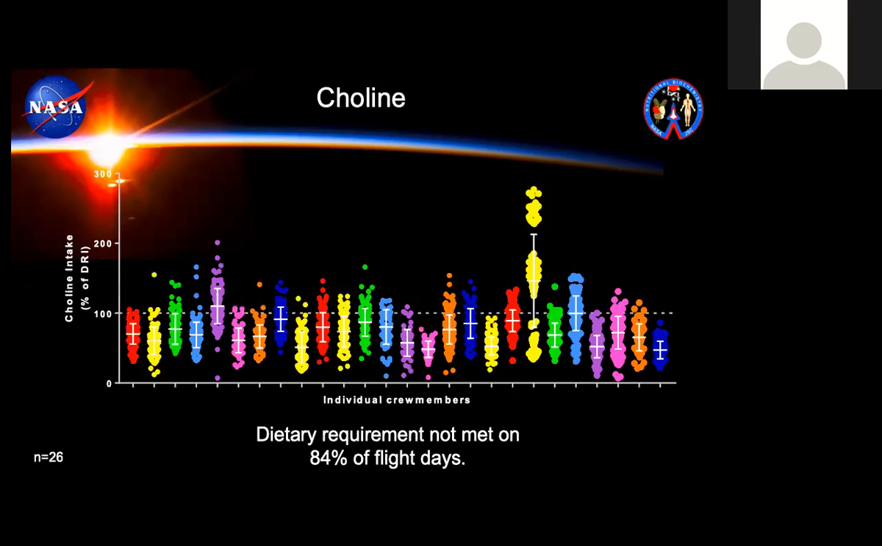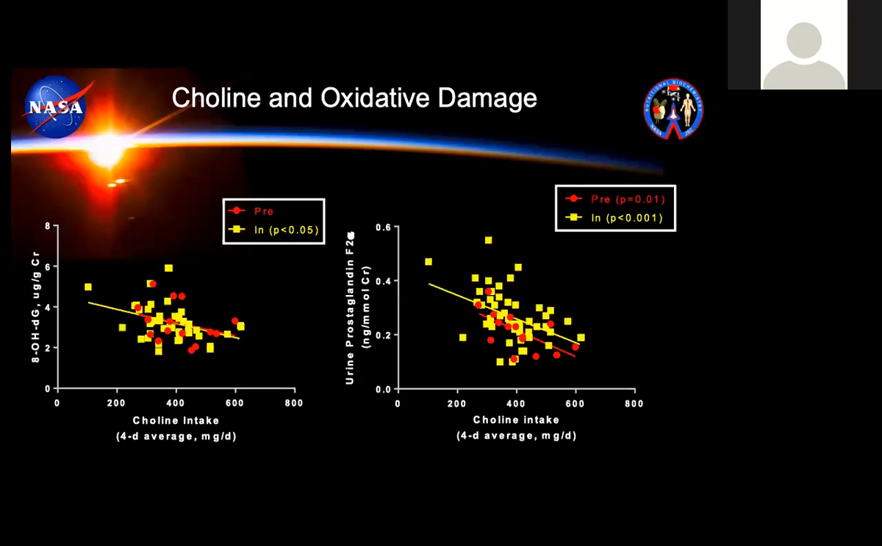And as I mentioned, if you look in the literature, a low choline status is related to increased oxidative damage. So what we did with some of our data, we looked at choline intake, 4-day averages of choline intake, and plotted that against some of the urinary markers of oxidative stress that we had at the same time of the collection of these intakes. So we looked at choline intake, we looked at a urinary marker of DNA damage, 8-hydroxy-2-deoxyguanosine, and urinary prostaglandin F2 alpha, and found some relationships with a higher choline intake was associated with a lower level of oxidative stress.